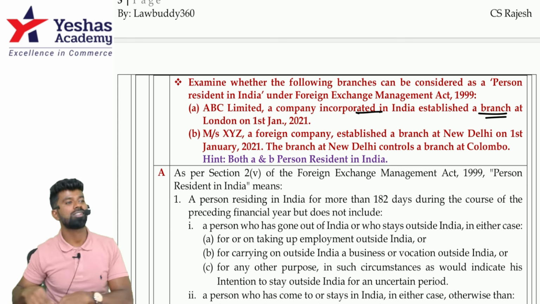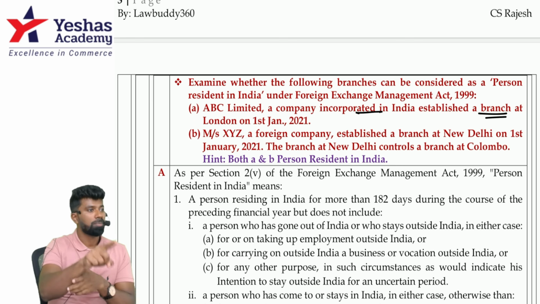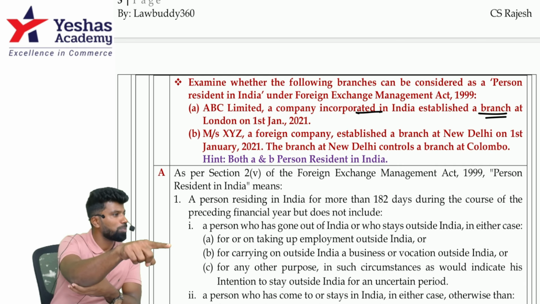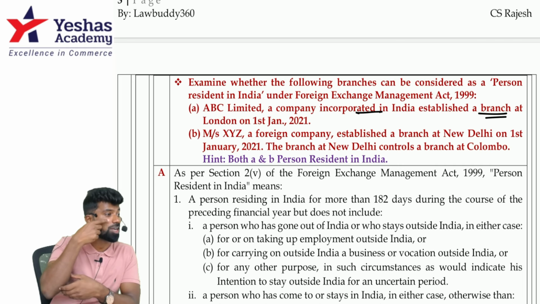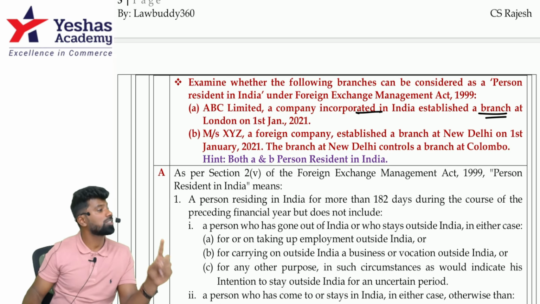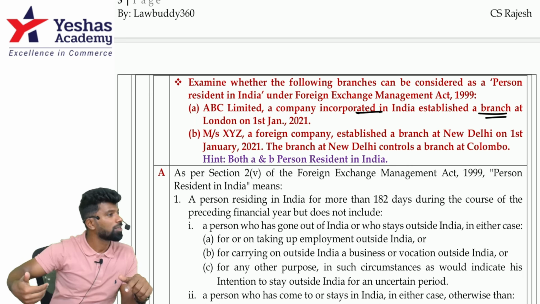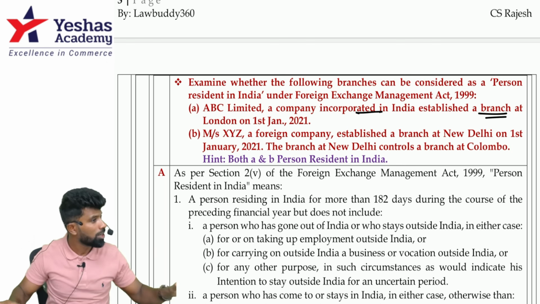Now you guys tell me what is resident of India? Person who is resident of India. Definition of person resident in India. Any person who has stayed for minimum or more than how many days? In which financial year? Does it include any person who is leaving India for employment purpose? Does it include any person who is going for business or vacations? No. Or for an uncertain period. Does it include any person who comes to India, stays in India? No. But there are exceptions.